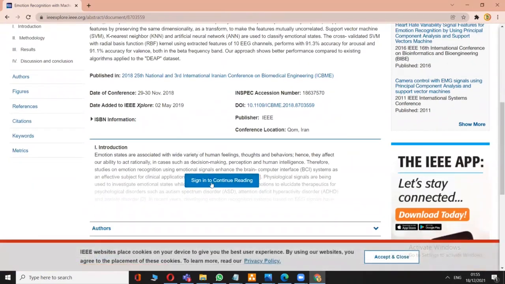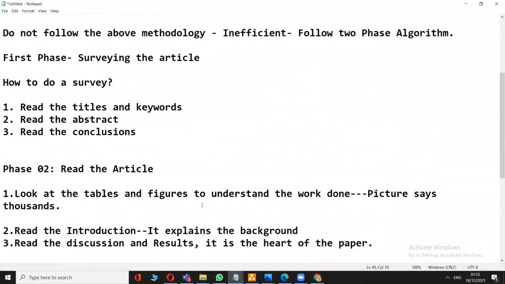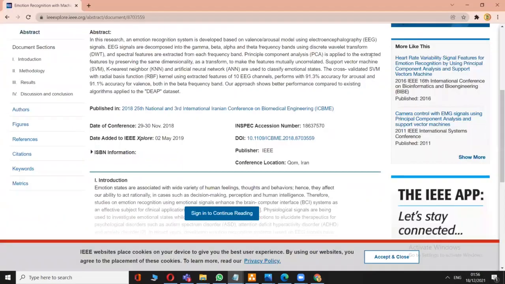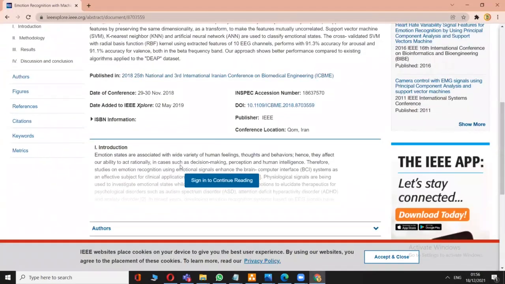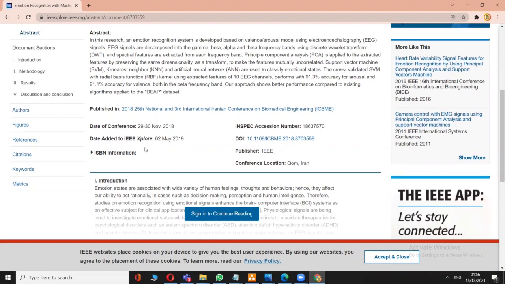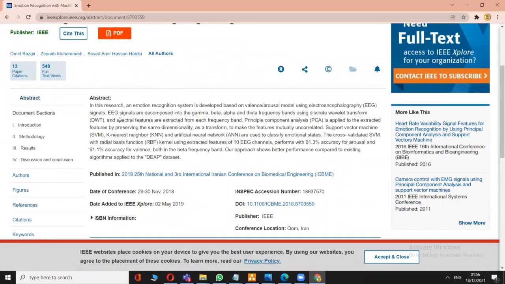Now the problem is, sign in to continue reading. Here I can read only the abstract. In that manner, the way that I have explained, I can get the overall idea about this one. I can read the title, keywords, and abstract, but I cannot read the introduction. Normally we cannot read the discussions and conclusions either, because we have to sign in through your university. So normally the reader will be disappointed here.